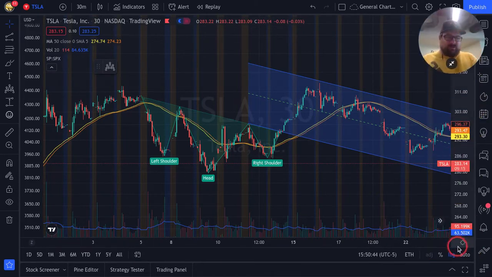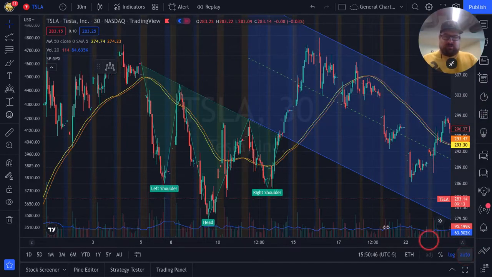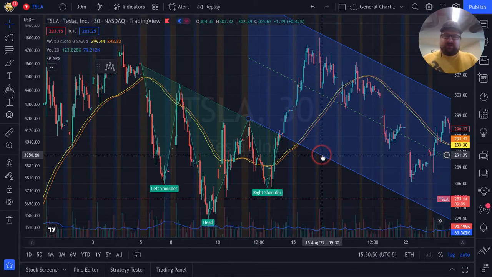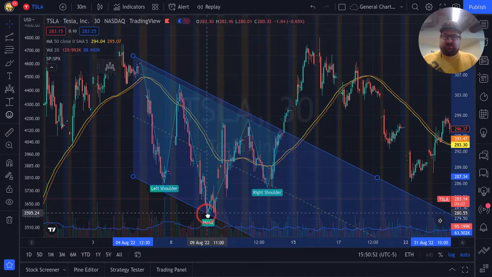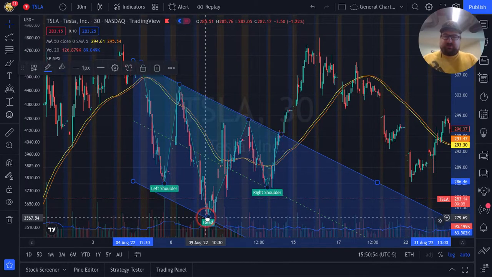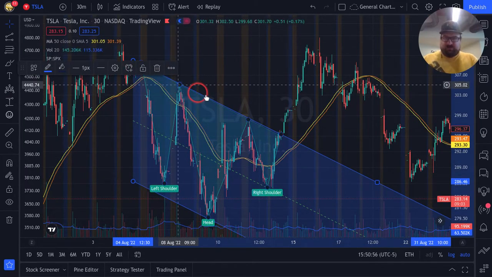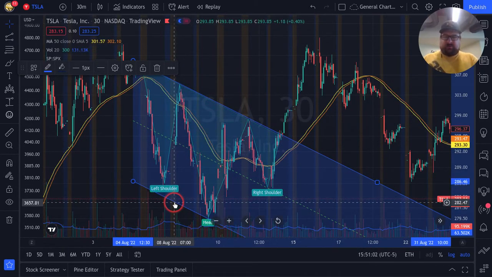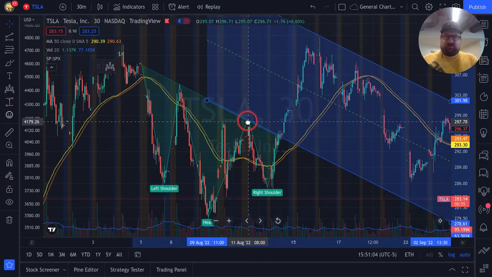Real quick, let me get back on auto mode. So I can actually drag this over just like last time and show you what I did. As you can see, I'm creating a channel right here that fully engulfs the head and shoulders pattern, and then I'm popping it up and over.